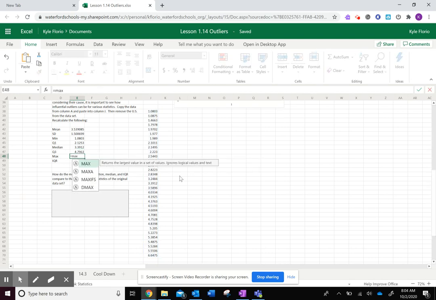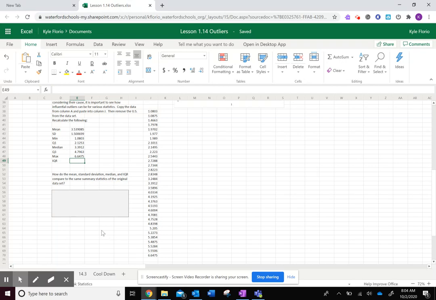Max. The largest number in this is that one on the bottom. And the IQR, we take Q3 and subtract Q1 from it. Okay, so simple enough. Now, how do the mean, standard deviation, median, and IQR compare to the original set of data?